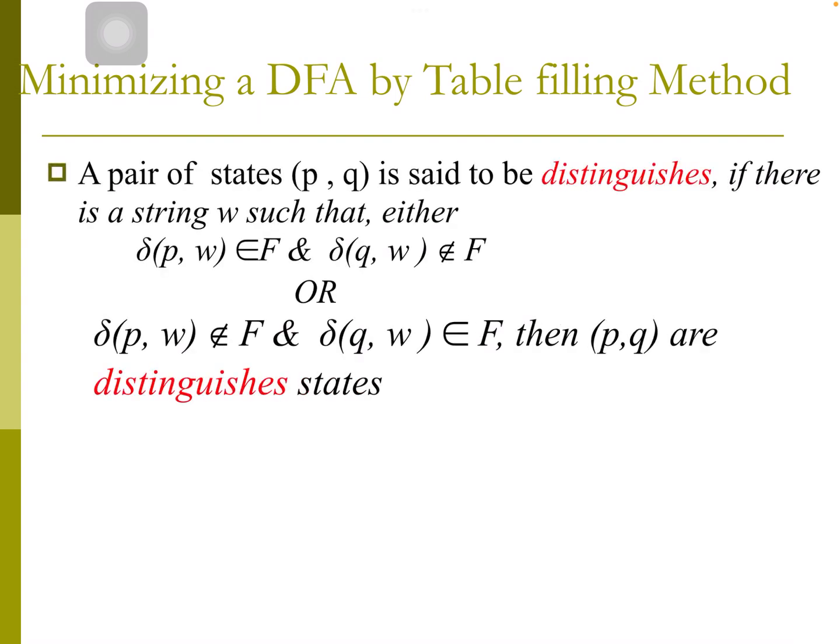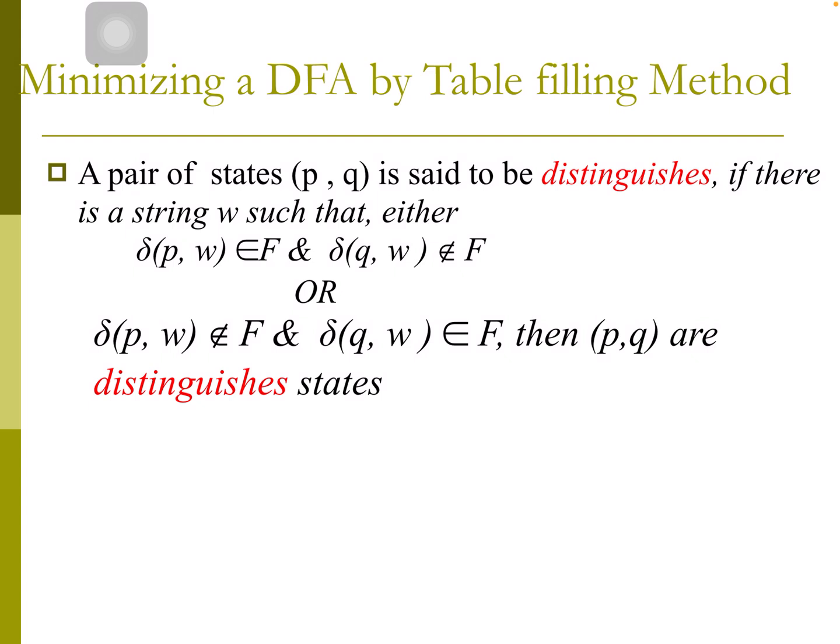As you have seen in the previous video, we did a problem minimizing a DFA by the partition method. Today we will see one more method, called the table filling method, to minimize the DFA. Before that, there are two terminologies that are very important. We need to understand these two terminologies before solving the problem. So what is the terminology distinguishable? What do you mean by distinguishable?